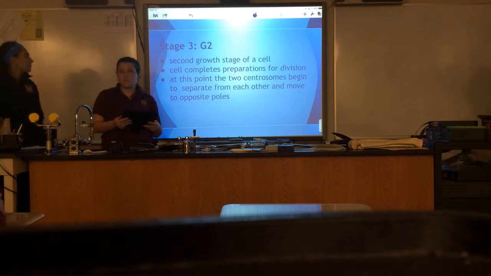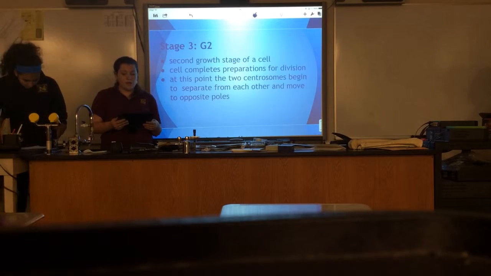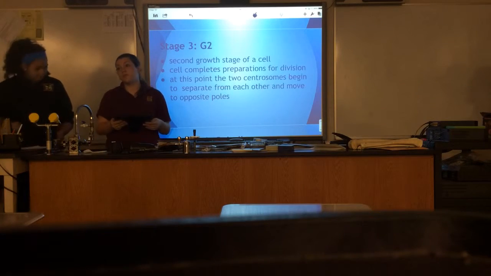The last stage is the G2 stage, and this is the second growth cycle of the cell. The cell completes its preparations for division, and at this point the two centrosomes begin to separate from each other and start moving to opposite poles in the cell.